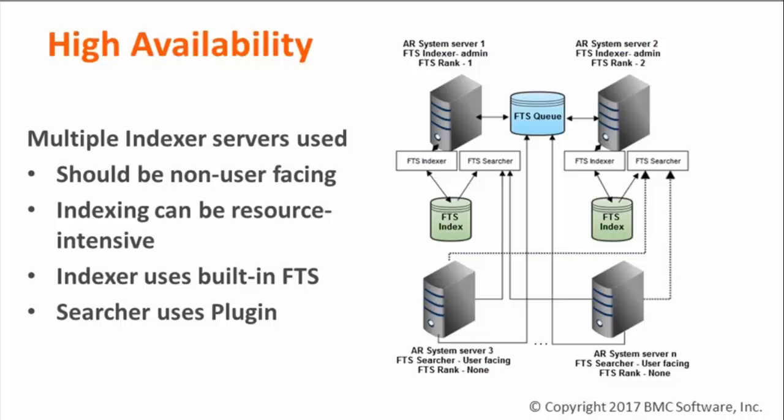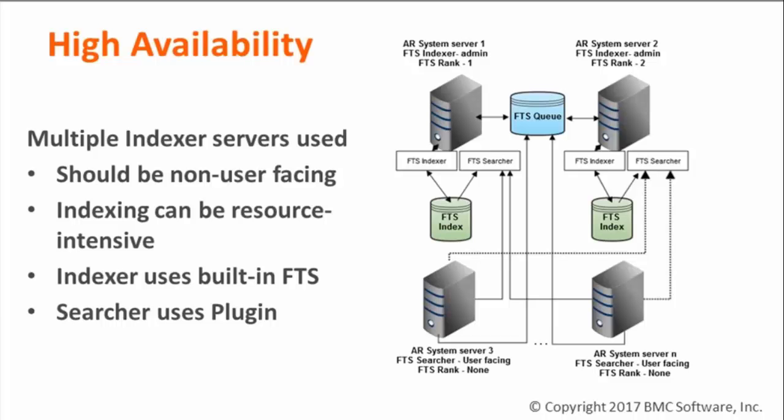Now let's look at configuring specifically in a high availability environment. In the diagram here, you can see there's two servers at the top, server 1 and server 2, which are, in this case, back-end servers, and they are both indexer servers. And the FTS indexer component is the built-in full-text search engine, the Lucene engine that's actually built into the AR Server Java virtual machine. And then the FTS searcher is the secondary plugin. So in this case, we have two servers that each have their own independent full-text search index, which is the collection directory. Then you have AR Server 3 and several more, which are defined as server N. It could be server 4, 5, 6, and 7.